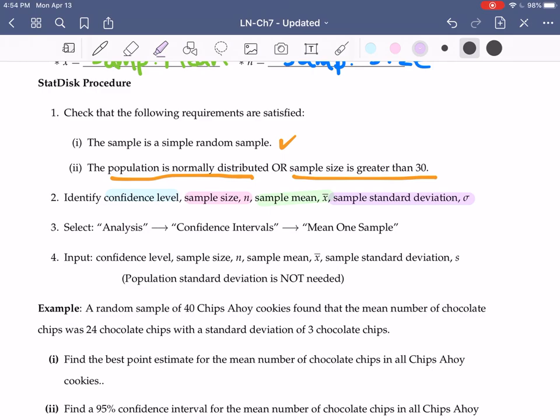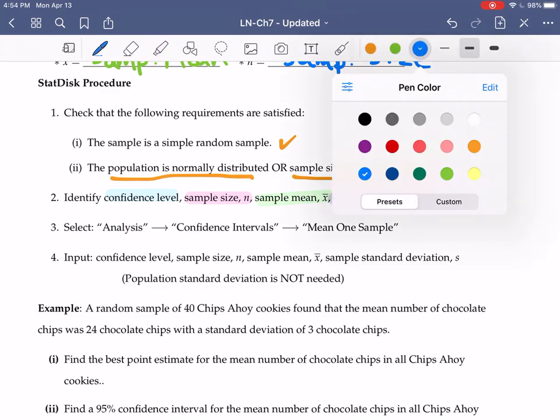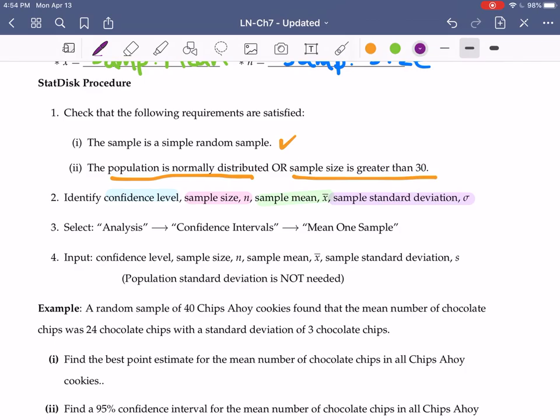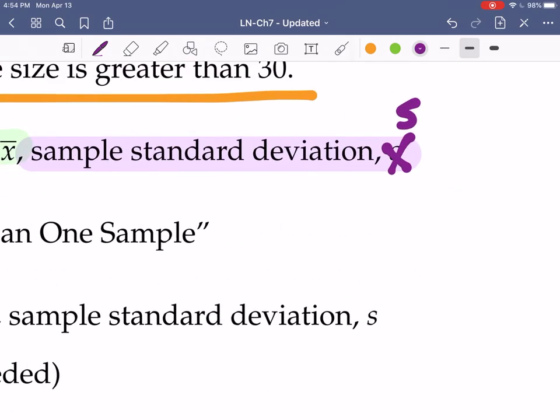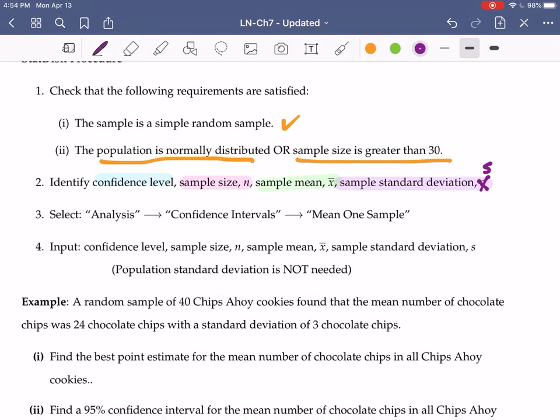This time the standard deviation is for the sample instead of the standard deviation for a population. Oh, and that notation there should no longer be sigma. So that is not a sigma, that should be an S. We are identifying a sample standard deviation.